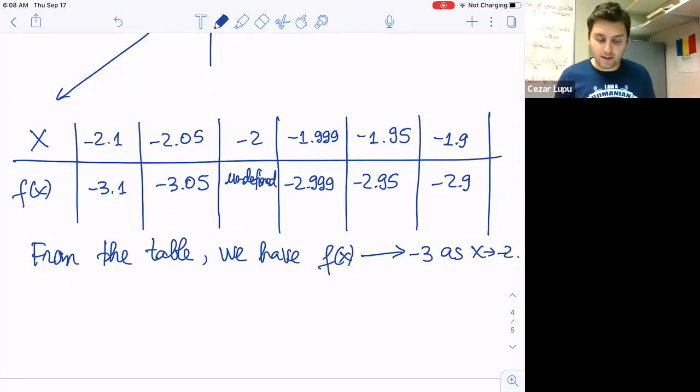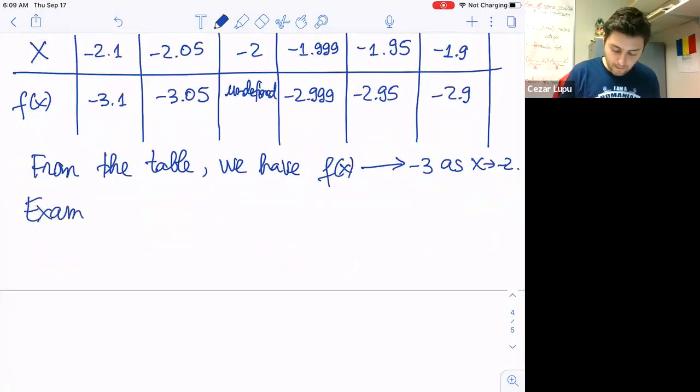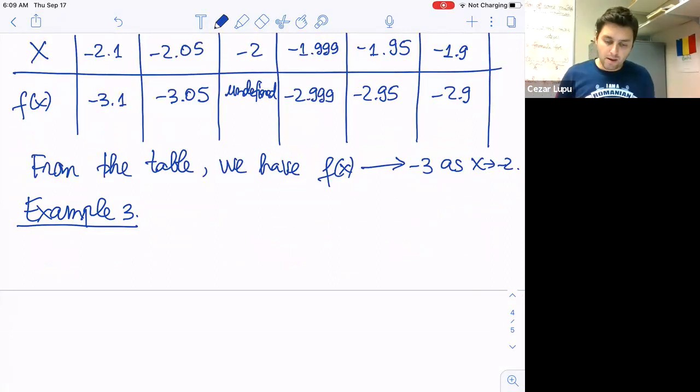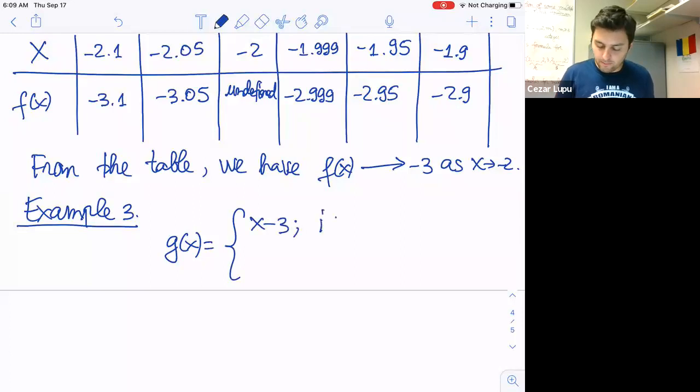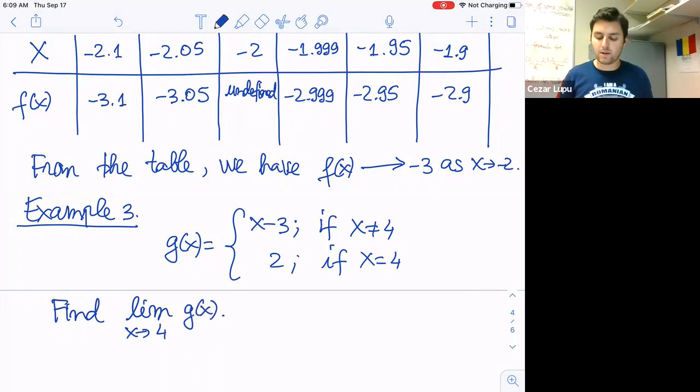All right, now let's see another example, and now I'm going to define even a more complicated function. I'm going to define a piecewise function. So example 3. So in this lecture, I'm just going to play with some examples, and I want you to see how the limit works of certain functions. I'm going to define the following piecewise function, g of x: the first piece will be x minus 3 if x is different than 4, and 2 if x equals 4. And now the question is, find the limit as x approaches 4 of g of x. What is the limit of this?